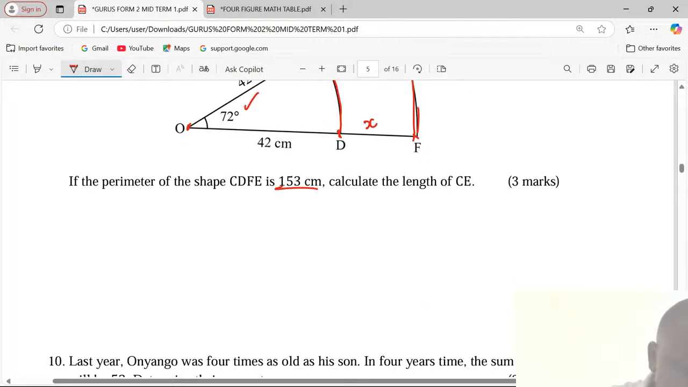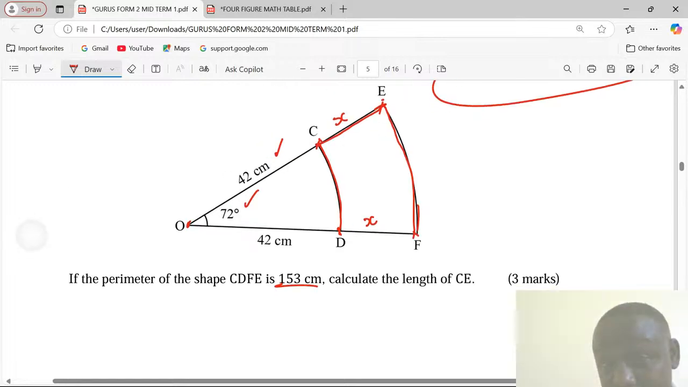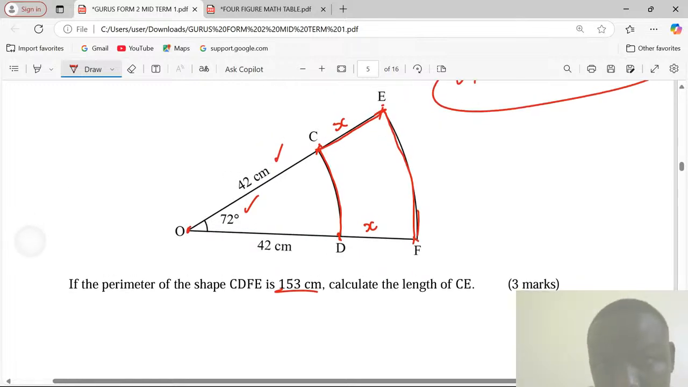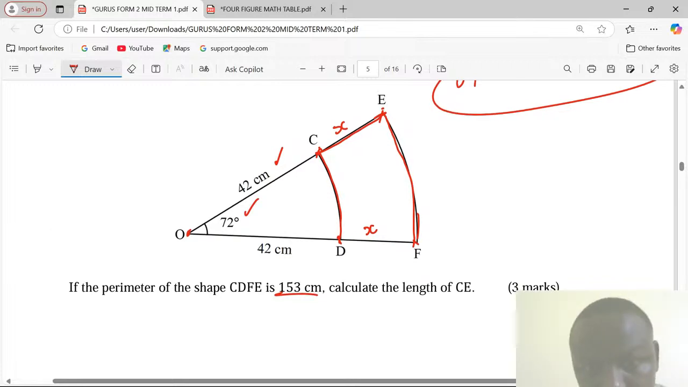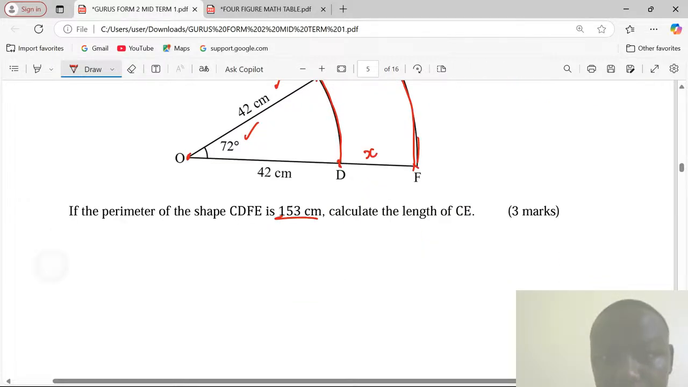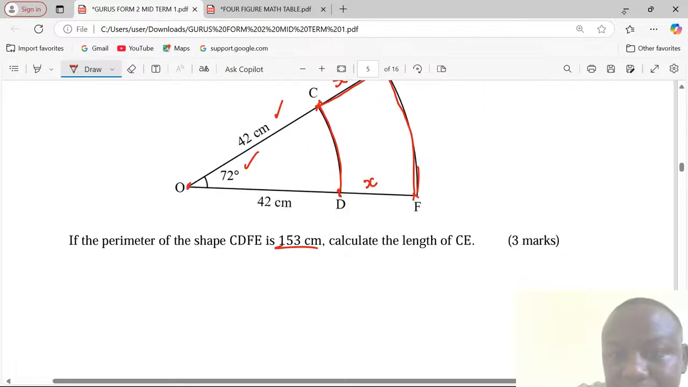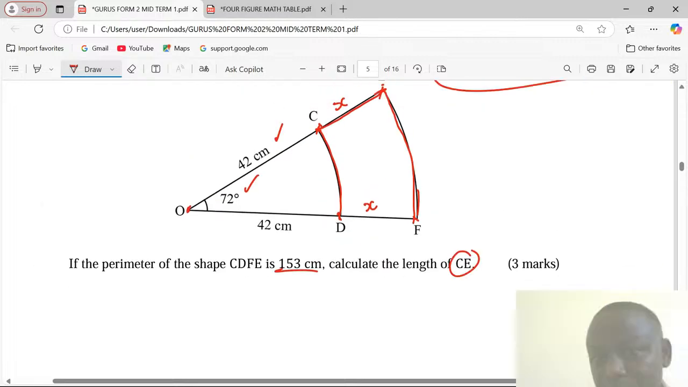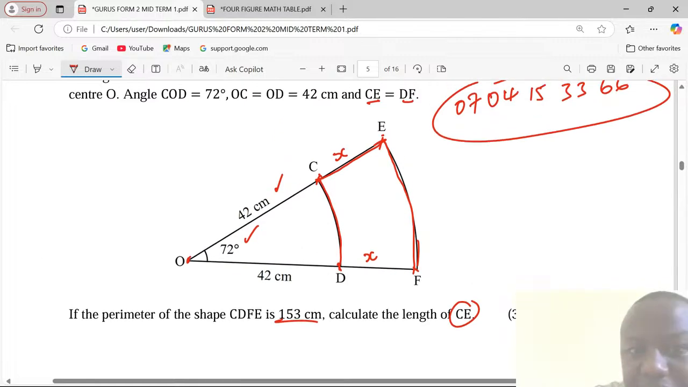Ladies and gentlemen, we are supposed to be very careful here. Let's flow together in this one. If that is so, calculate the length CE. In other words, let's find what I had let to be X. So how do we get the length of an arc? You know, there are two arcs here.